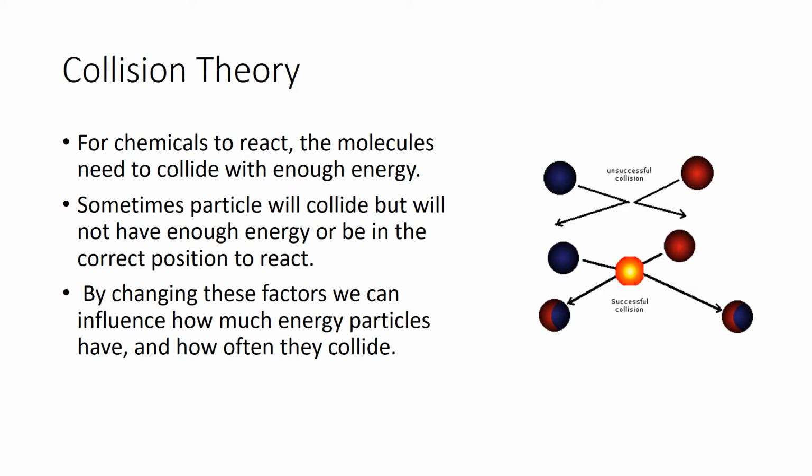But what we want to do is we want to increase the amount of successful collisions, which will increase our rate of reaction. Now, in order to do this, we need to make sure that the particles collide with sufficient energy. It's also affected by how the particles are orientated, but what we're going to be focusing on is simply increasing the amount of collisions, because that will make the amount of successful collisions more likely. And what we're going to do is we're going to look at our three factors: concentration, catalysts, and pressure, and see how they affect the amount of successful collisions that we have between particles.